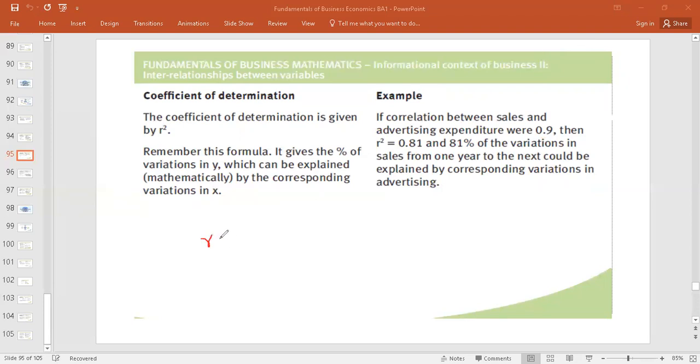R indicates the relationship. R square talks about the percentage of variation. It gives the percentage of variations in Y, which can be explained by the corresponding variations in X.